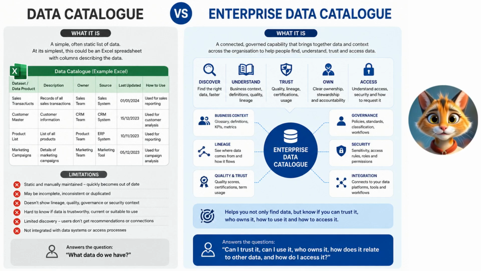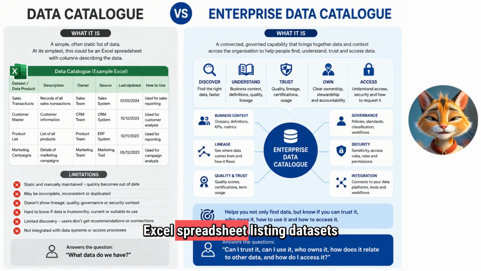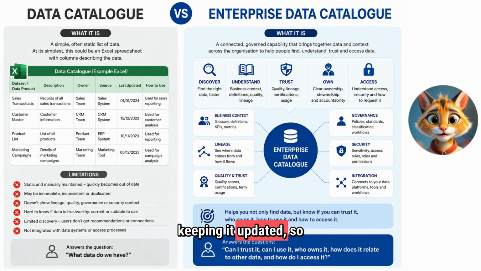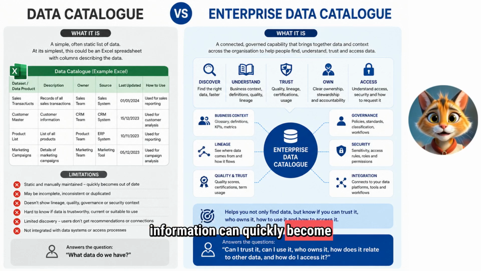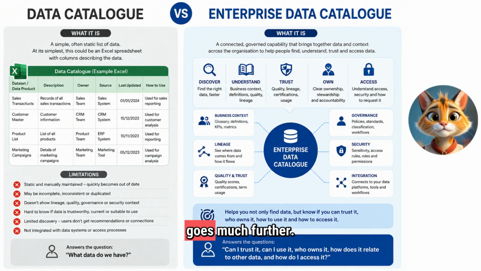in this context. A data catalog helps people find and understand what data exists. At its simplest, it could be a static Excel spreadsheet, listing datasets or data products, with columns describing the data, its owner, and where it comes from. The problem is that it relies on people keeping it updated, so information can quickly become incomplete or out of date. An enterprise data catalog goes much further.